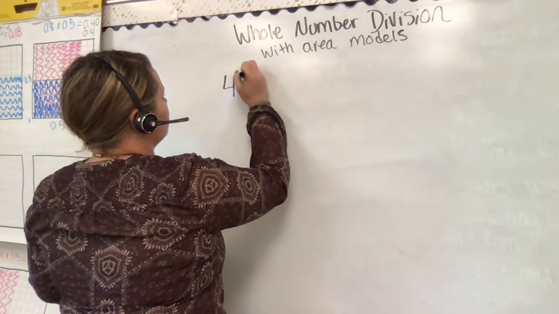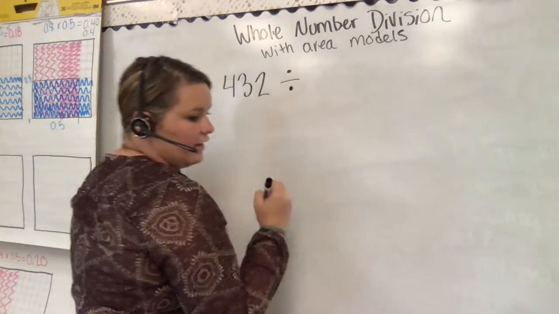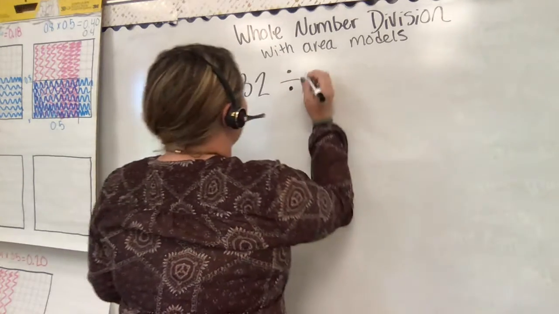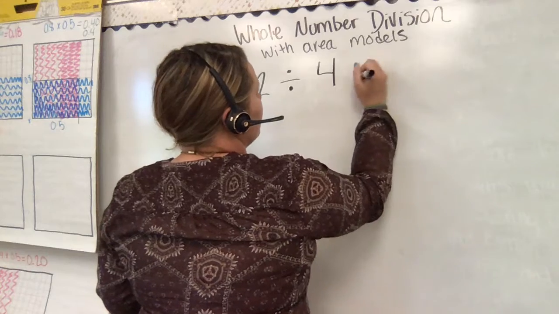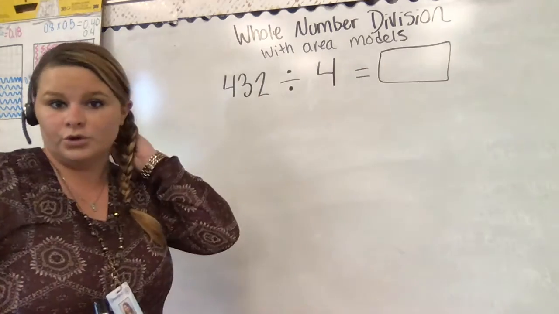432 as our dividend divided by our divisor of 4. And so we're trying to find our quotient. So this time we're going to do it with an area model.